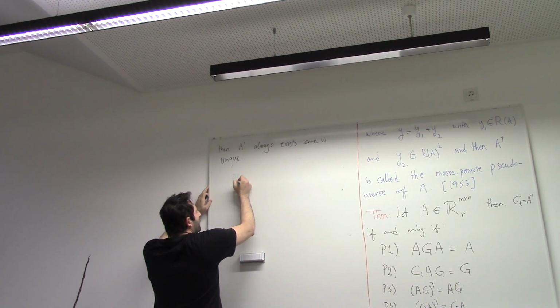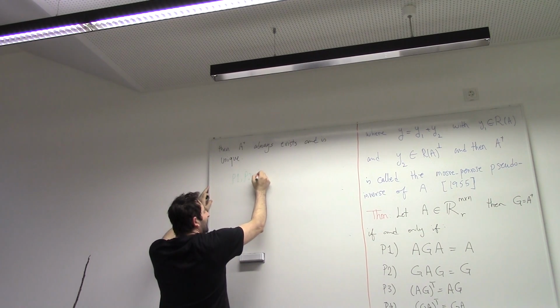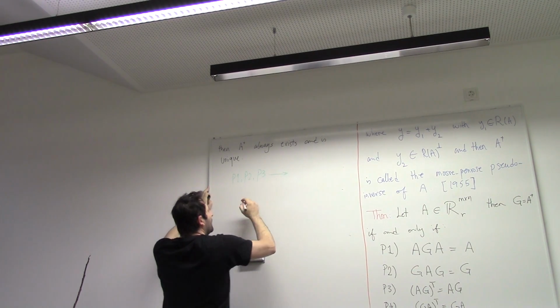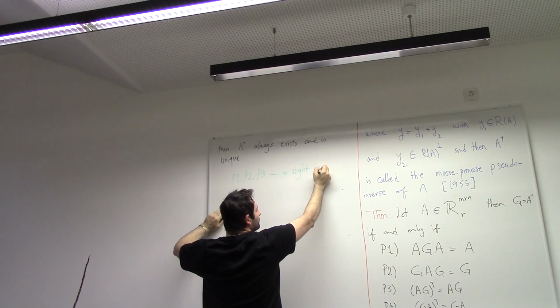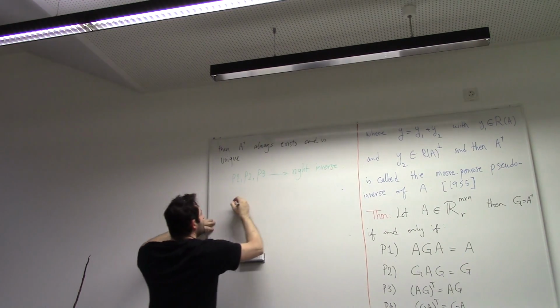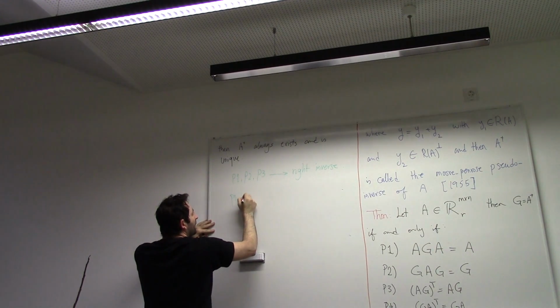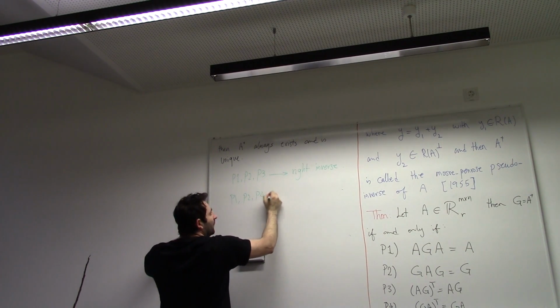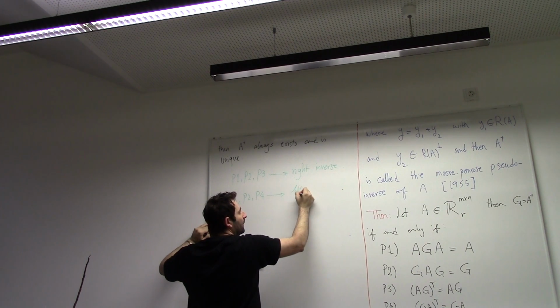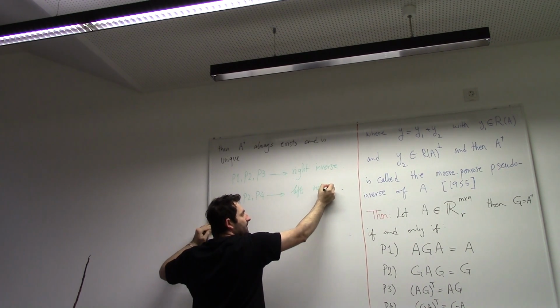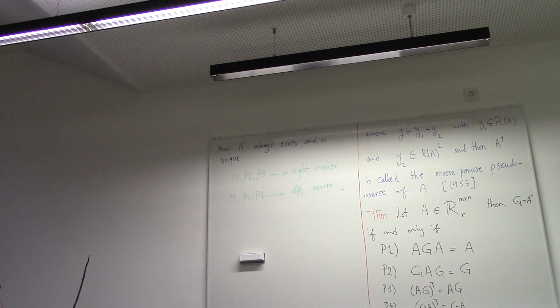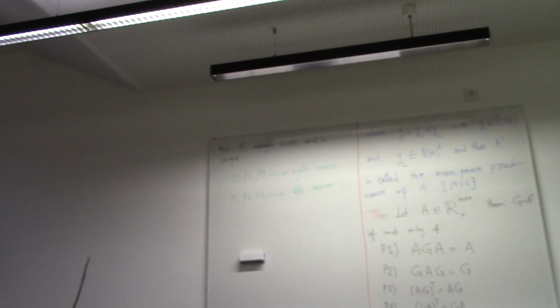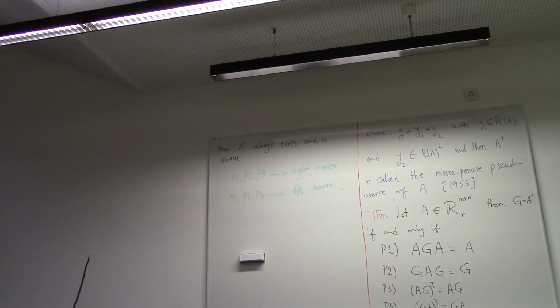If we have only P1, P2, P3, we have a right pseudo inverse, and if we have only P1, P2, P4, we have only a left pseudo inverse. So if we have only P1, P2, then we do not have a unique pseudo inverse.